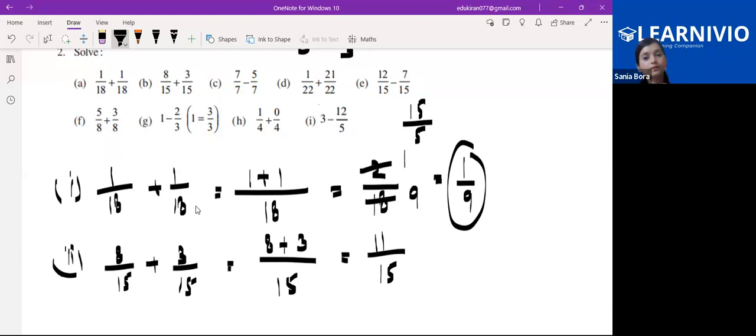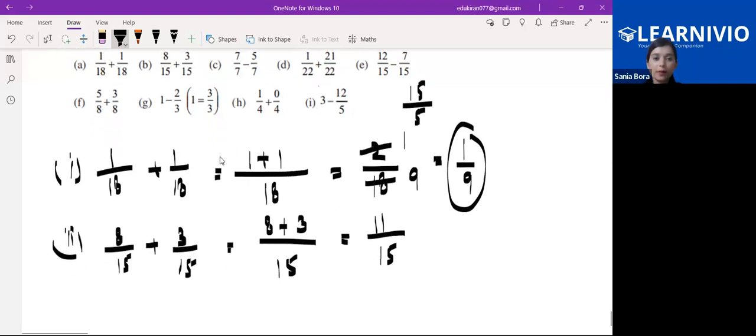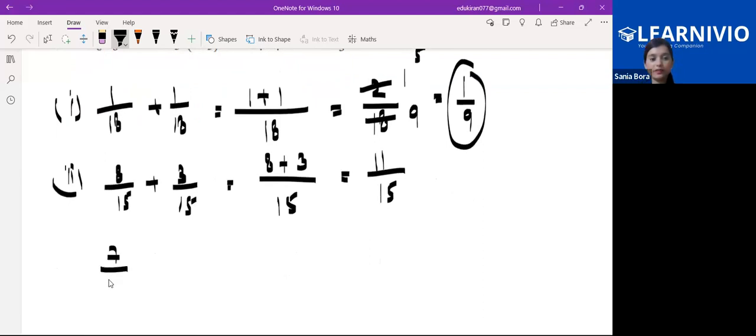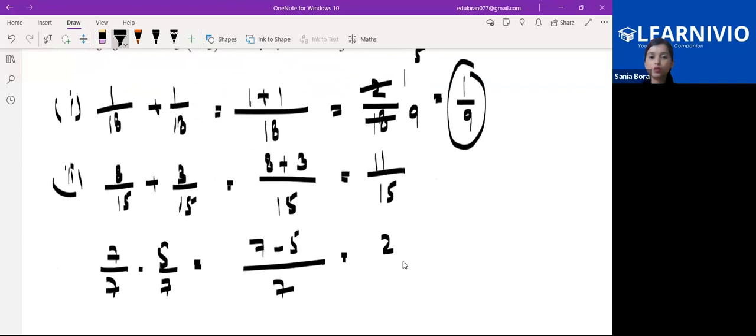Ma'am, so the answer we should not simplify for this, right? Yeah, it is not possible. Okay? Third one, Hannah, tell me what you got. Ma'am, for the third one, I got 2 by 7. Okay, let's see. The third one is 7 by 7 minus 5 by 7. Okay, so 7 will be the denominator and here 7 minus 5. So 7 minus 5 is 2 by 7. Right? Of course, you cannot further simplify this, so 2 by 7 here.